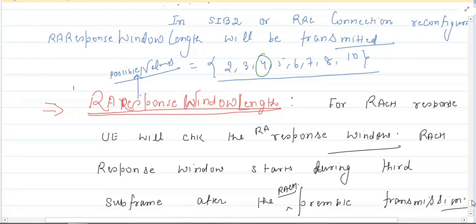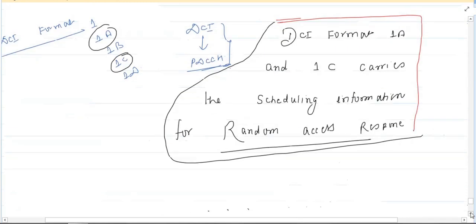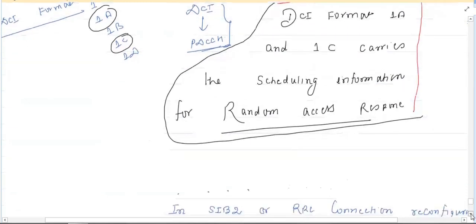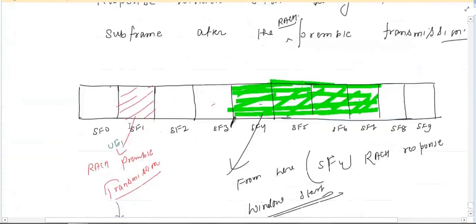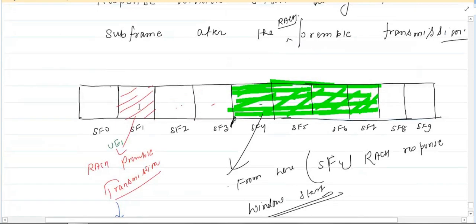Then in the same example, what will happen? You transmit the RACH preamble. I said during the third subframe after RACH preamble transmission, your RACH response window starts. Now here RACH response window size is 4. RACH response window size will define how many subframes you will keep monitoring to find the RACH response.